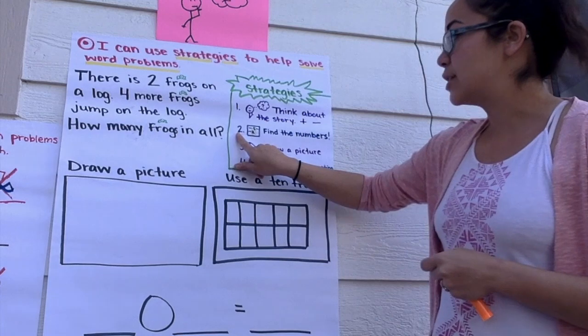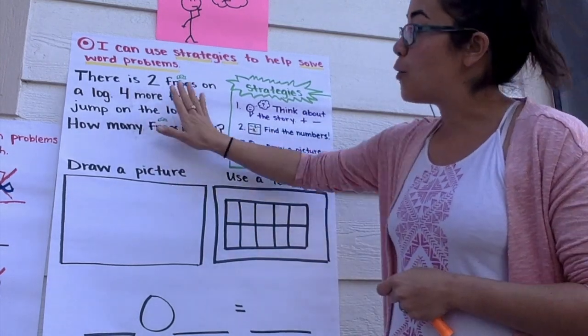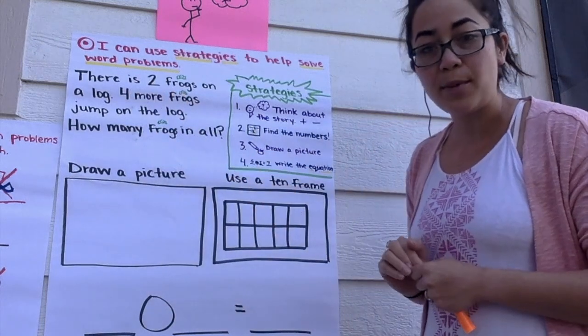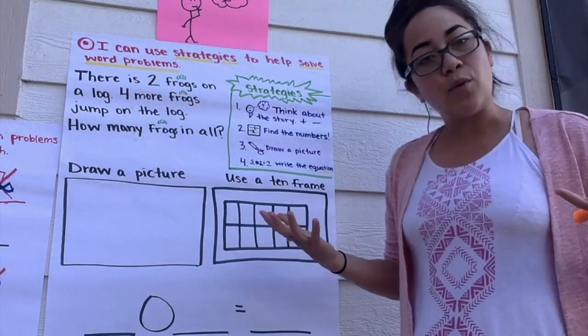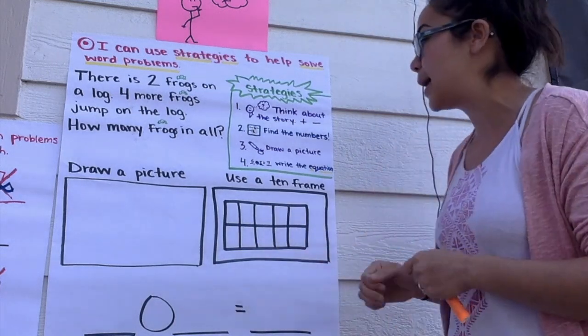The second thing I need to do is I need to find the numbers in my story problem. So I'll go back to my text and I'll look for the numbers that are in the story problem so I know what numbers that I'm adding together or what numbers I'm taking away, okay?